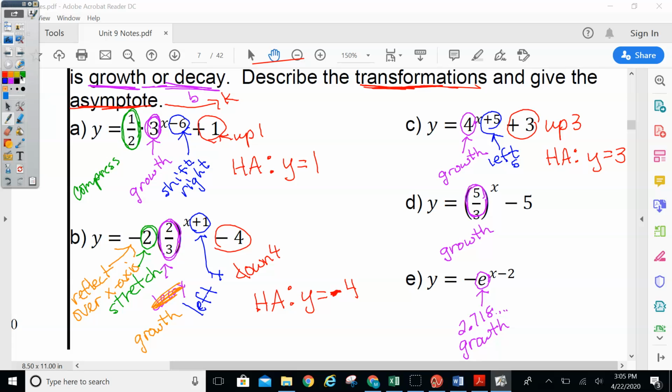Okay, there is no A, there is no number in the front, so we don't have to worry about stretch, compress, or reflecting. The 4 is the base. That doesn't do anything as far as transformations. That just tells you the growth or decay.